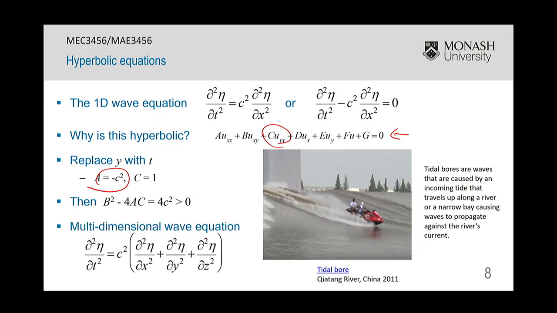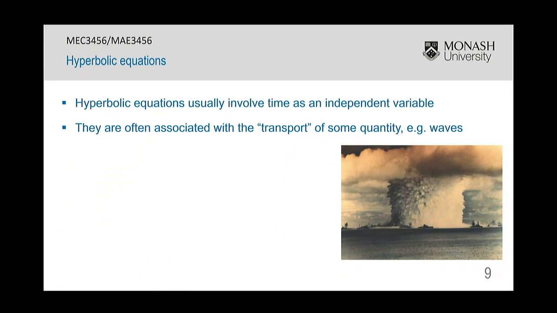And we have something similar. We can define a multi-dimensional wave equation where we now have gradients in terms of x, y, and z. So hyperbolic equations usually involve time as an independent variable, and they are often associated with the transport of some quantity, for example, the surface elevation in waves.